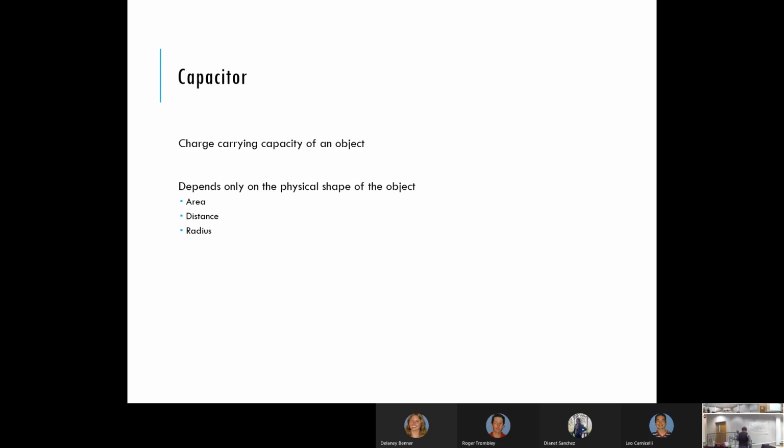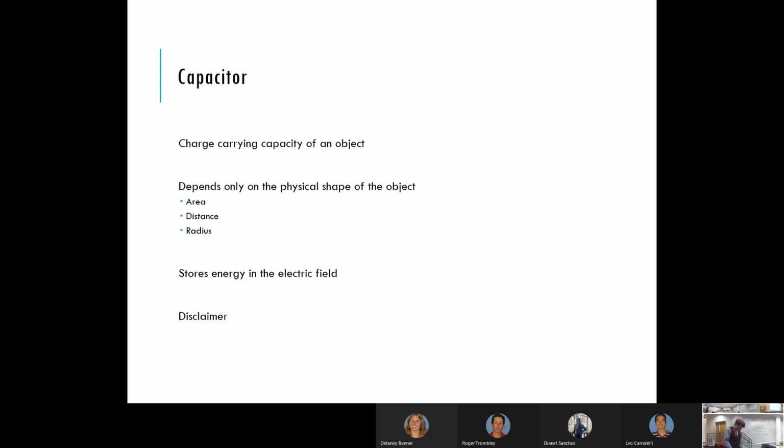So what geometric properties, excuse me? Areas, surface areas, the distance between surfaces, sometimes the radius if you're dealing with a spherical object. I'm going to give you one equation, but we'll go through and do it for what's called a parallel plate capacitor. But first of all, I should give you some conceptualization of how this actually works. It stores energy in the electric field.